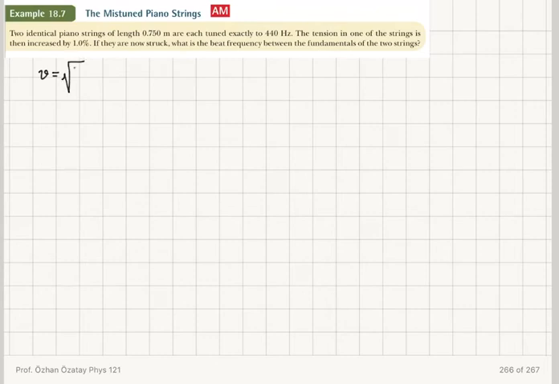Now I know that the propagation speed of sinusoidal waves on strings is given by square root of T over mu. And the frequency is related to the propagation speed. V is equal to lambda 1 times f1. So f1 is v divided by lambda 1. So if I change the tension by a certain amount, I would be changing the fundamental frequency of that string.